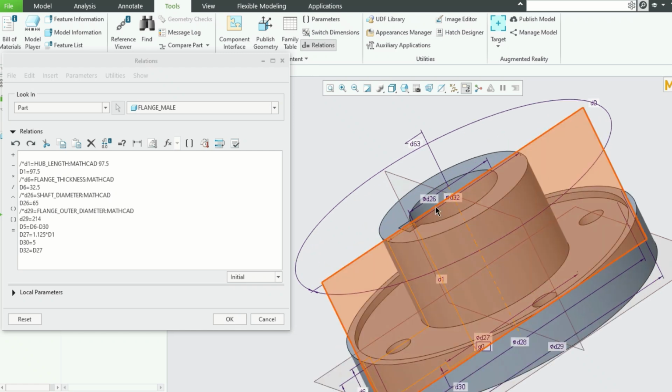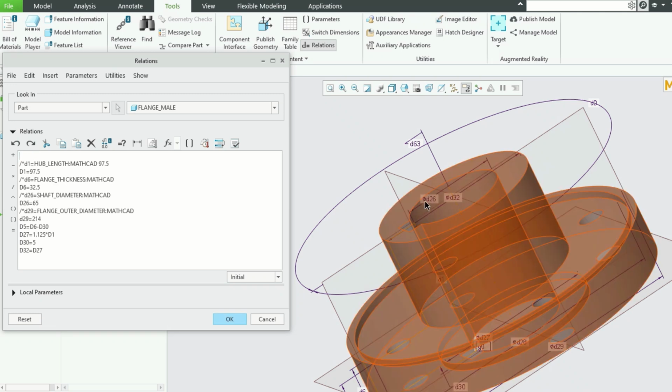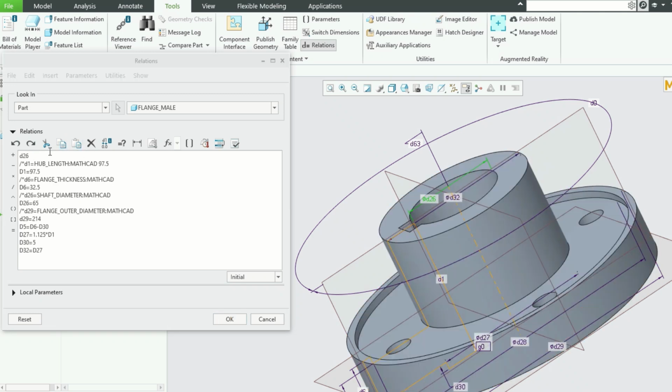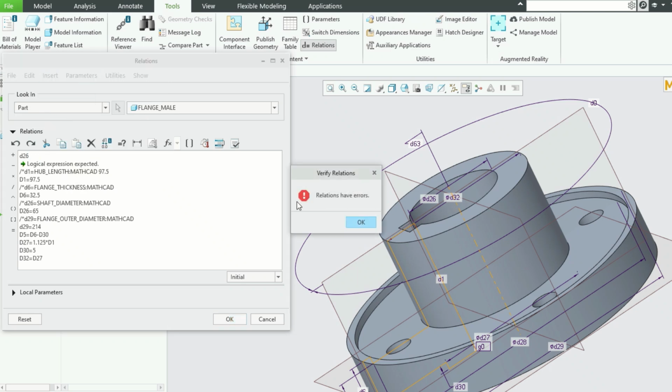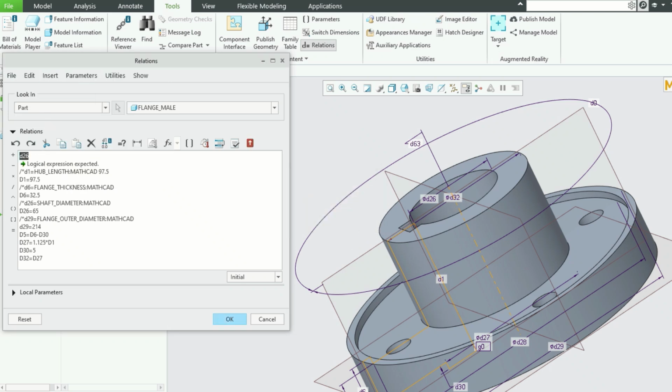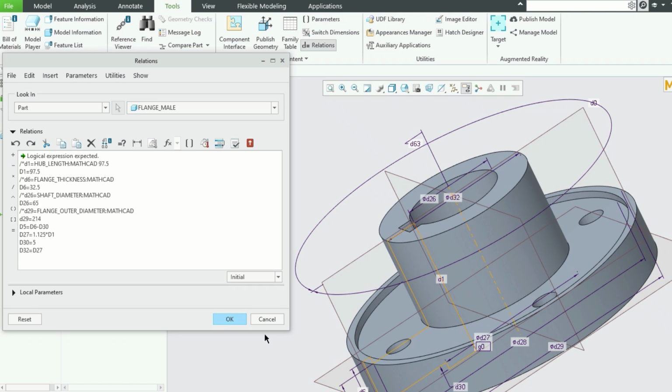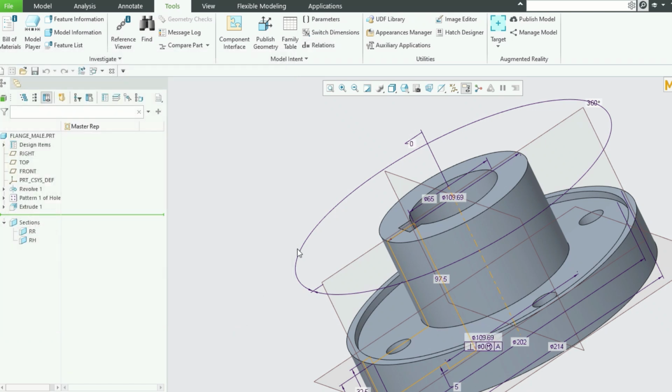Okay, this one is a shaft dia, right? The D26. Okay, the D26, we can take it from, okay, this one, let's take it first, go back. Okay, this is what we are going to do.